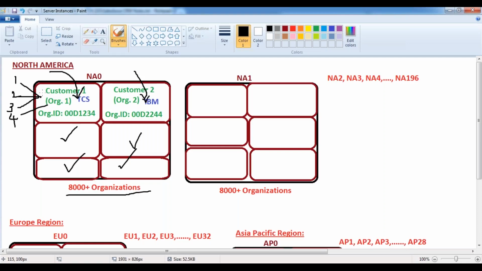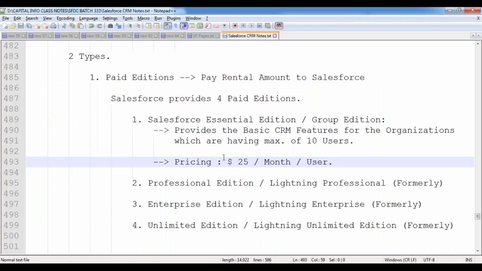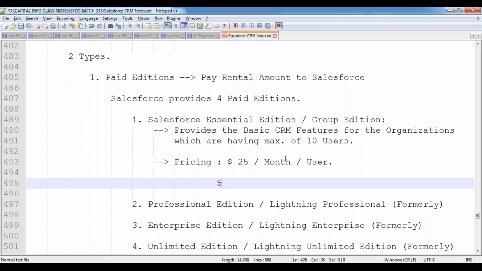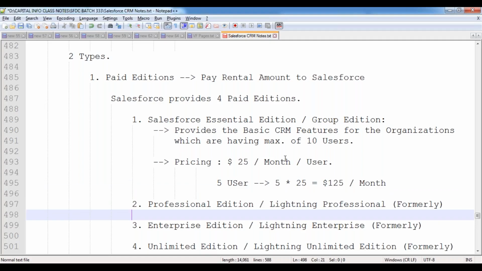So whenever you want to buy a license for this Essential Edition, each license costs $25 per user per month. Suppose I have 5 users, then we need how many licenses? 5 licenses. Each license costs $25, so they have to pay $125 per month. Because if 5 people want to access that application, they should have 5 licenses.